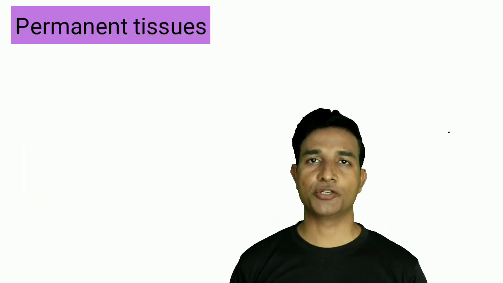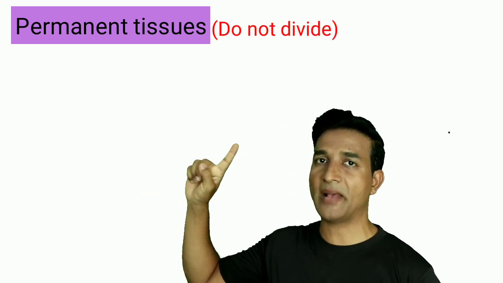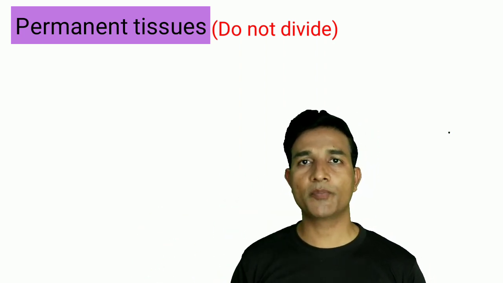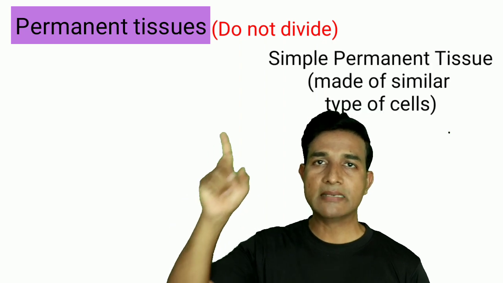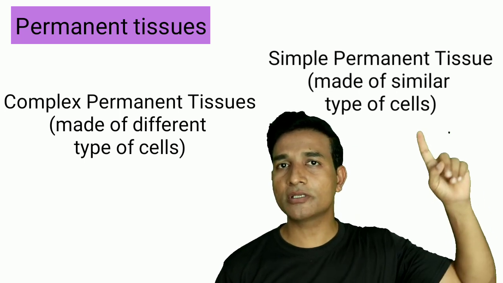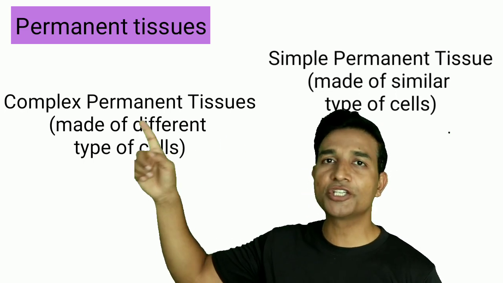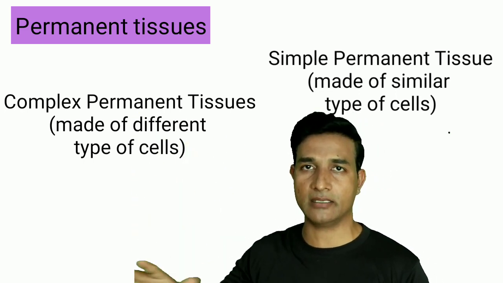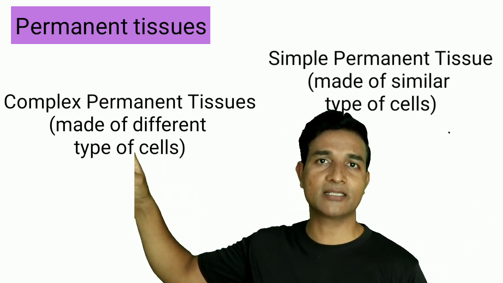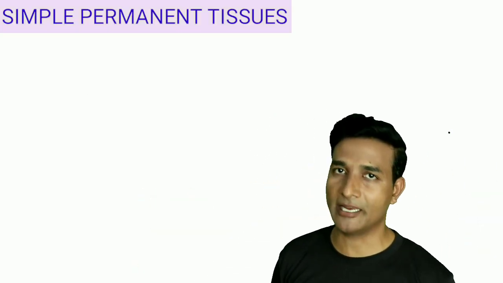Now we come to permanent tissues. Permanent tissues are those type of tissues which have lost the capacity of cell division. They do not divide. There are two types of permanent tissues. One is simple permanent tissue, the other is complex permanent tissue. Simple permanent tissues are made up of only one type of cells. Complex permanent tissues are made up of different types of cells, but whether they are made up of one type of cell or many types of cells, they have a common function. So let us discuss simple permanent tissue in detail.